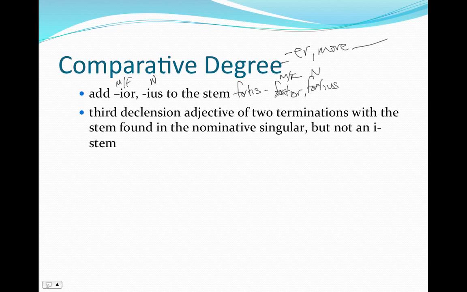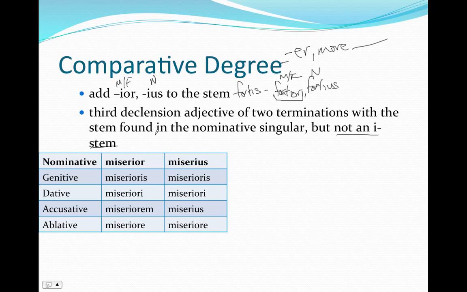And the stem is actually going to be this entire nominative singular. But it's not an i-stem. Okay, so it's not like your other third declension adjectives. It is, I repeat, not an i-stem. So what does this look like? Well, here we have the comparative of miser, wretched. So we took our stem, miser, and added -ior for the masculine and feminine, and -ius for the neuter. So miserior, miserius, there's our nominative.